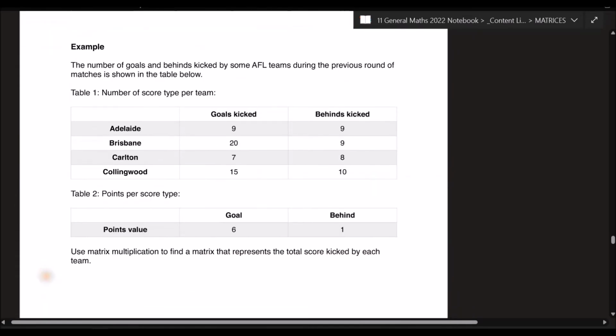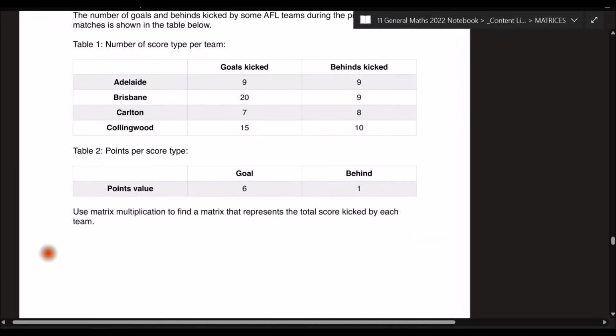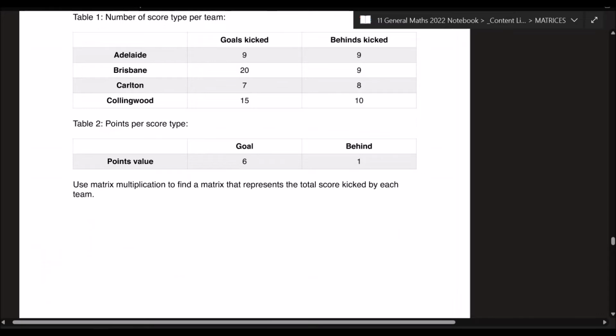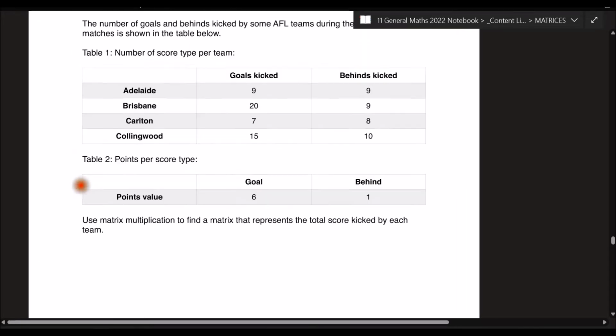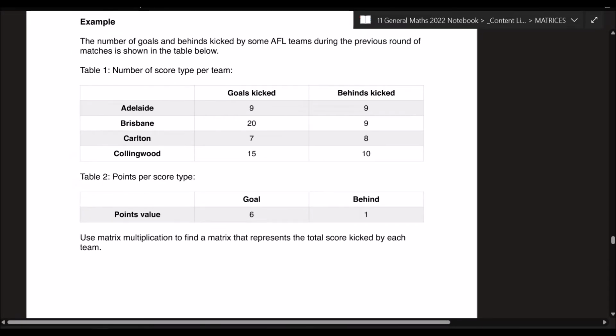Let's do this one, but let's put it into our calculator. So get your calculators ready. Make sure they're loaded. Let's put these into a calculator. And while you're getting that sorted, I'll read this. The number of goals and behinds kicked by some teams during the previous round in some matches is shown in this table below. So you've got the teams and the number of goals and behinds that they kicked. That's for all 4 teams here.